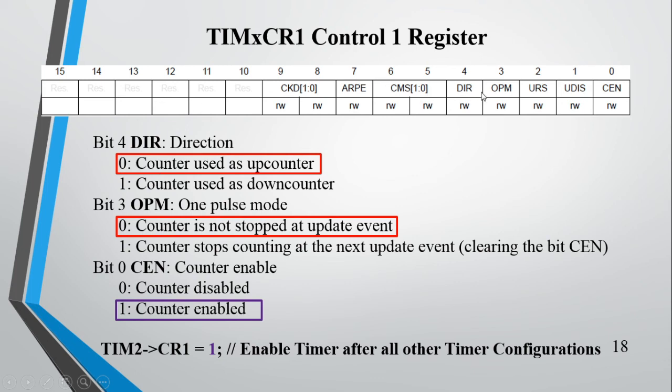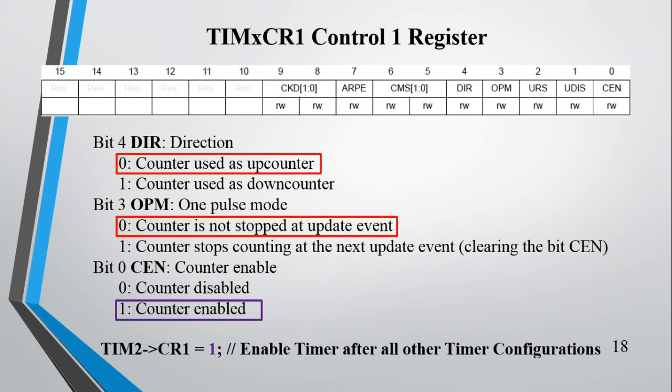Then the fourth bit is direction. Here I need to configure the timer to count in the upward direction. Then only the timer will be incrementing from 0, 1, 2, 3 etc. up to ARR. So the direction I am configuring as 0. So bit number 4 is 0, bit 3 is 0, bit number 0 is 1. So when I am writing timer CR1 equal to 1, that means you are enabling the counter. These two say the direction is up counter and, at the update event, the one pulse mode is disabled. So this should be the last step. That means you are enabling the timer after all the other timer configuration.